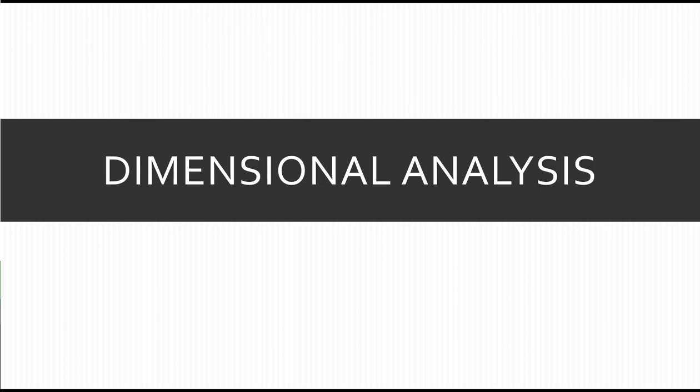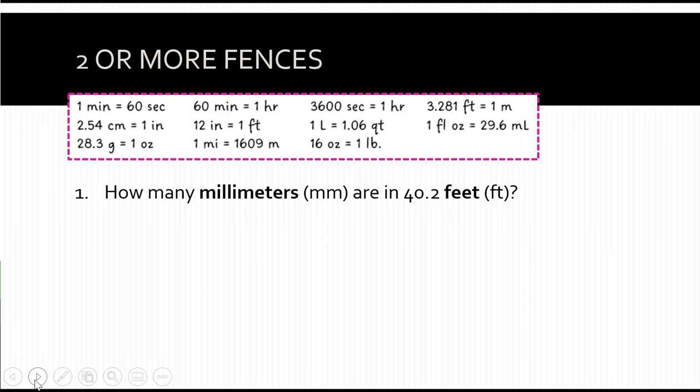Second part of dimensional analysis here, we're looking at using 2 or more ratios. These are the ones that we would consider to be multi-step. And there's a couple different versions of the multi-step that you'll need to know how to do. And don't worry, we will continue to practice as we go.